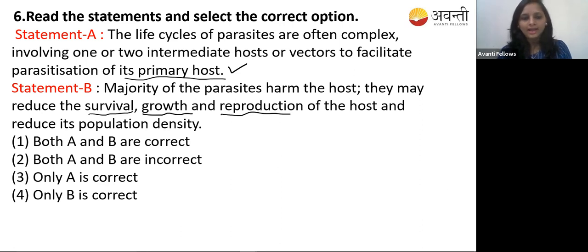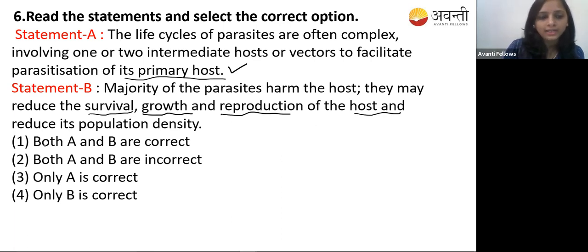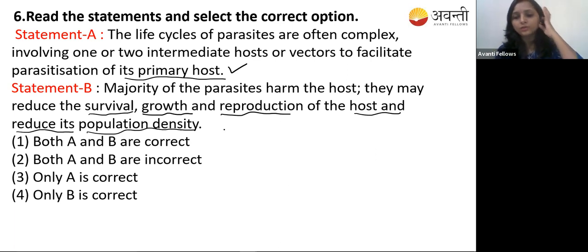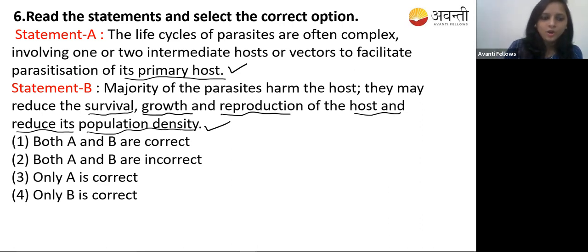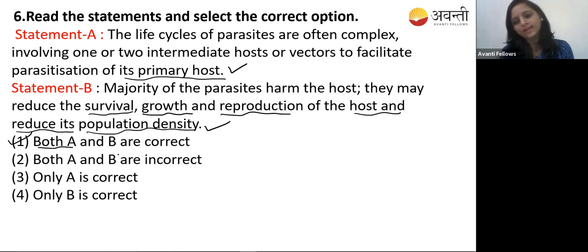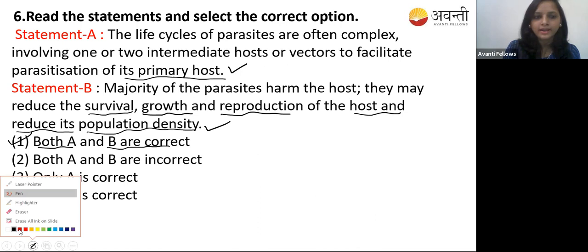So that is the reason, guys. So option B is also wrong. Sorry, option B is also correct, right? So it goes on reducing the population density of the host, right? So that is the reason statement B is also correct. So in option 1, they are telling both A and B are correct. So that is the correct reason. Yes, A and B are correct.